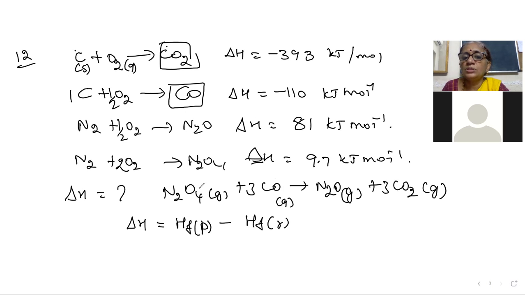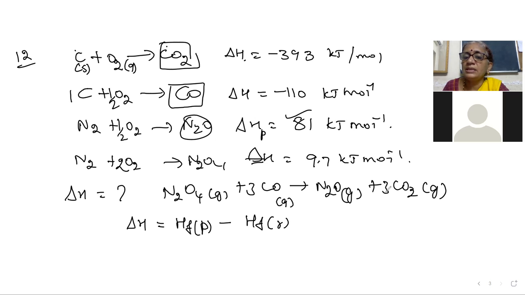So what you do, in this reaction, which are all the products? N2O is one product. So this is the heat of formation of one of the products. Wherever there is a product, I'll put subscript P. For reactant, let me put subscript R. So N2O and CO2 are products.